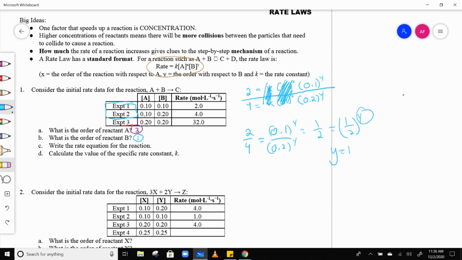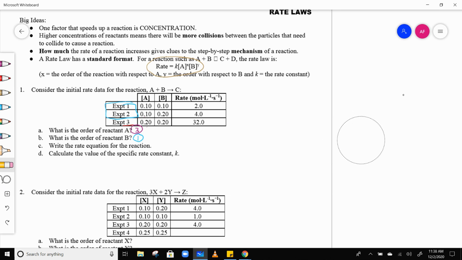Okay, so the rate equation here would be that the rate equals K times the concentration of A to the third times the concentration of B to the first. Everyone good so far?